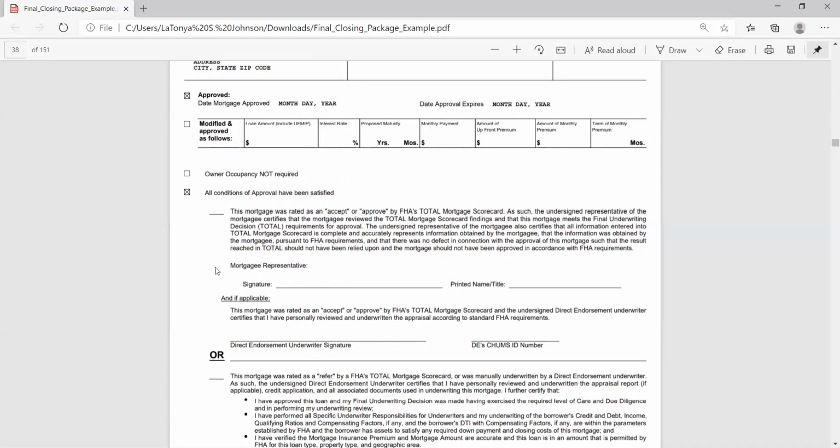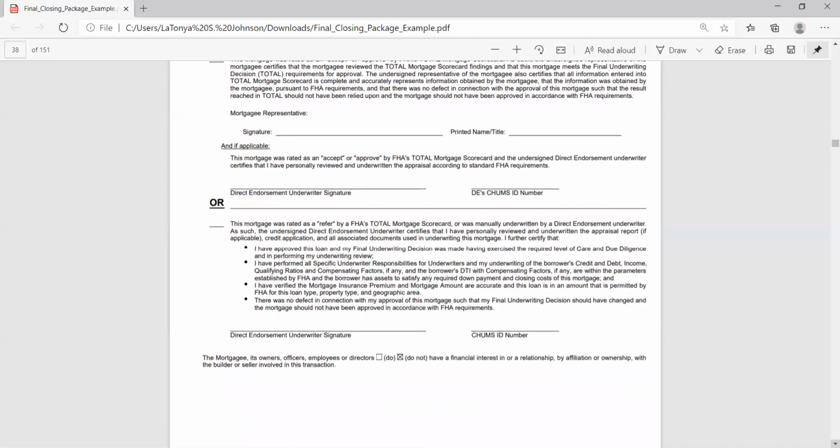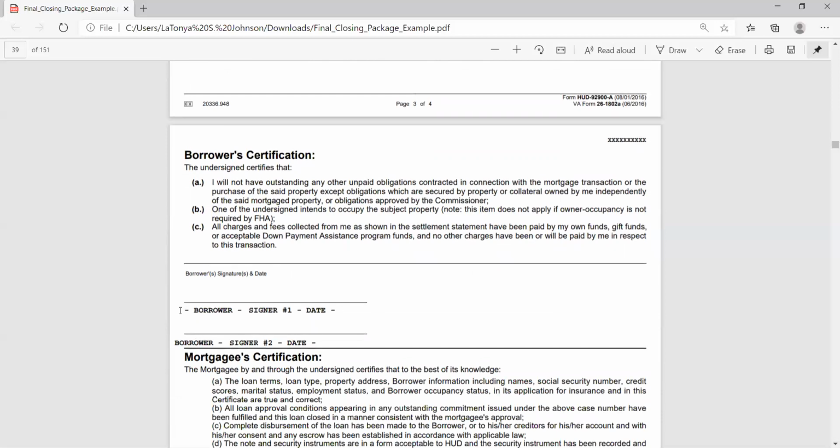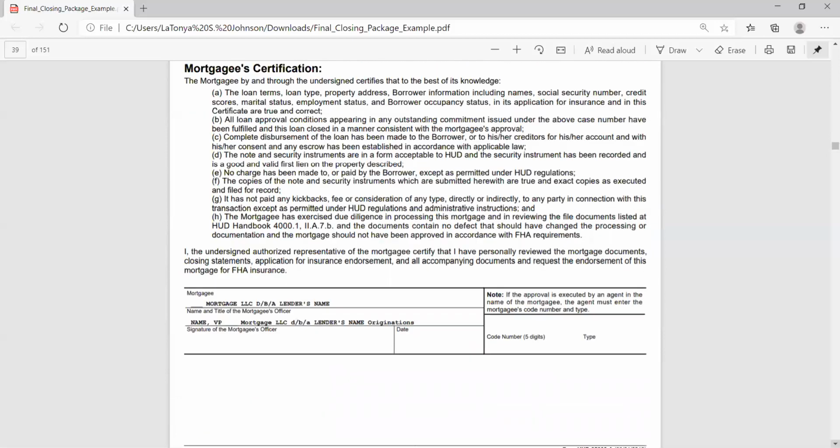This is important. This is not for y'all to sign. It's the mortgagee's representative, and their ID numbers and stuff, so that's not for you to sign. This is for the borrowers to sign. Put a sticky here. This is the name of the mortgage company. This should be the name and title of the actual person who's signing it.